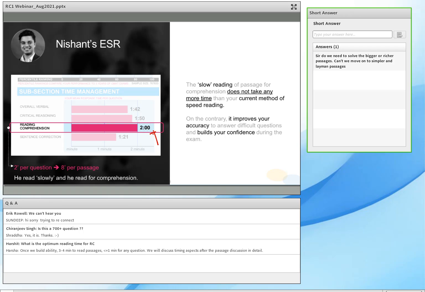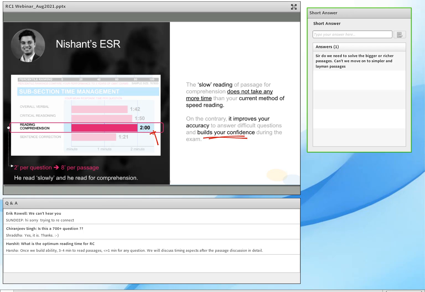So what does he say? The slow reading of passage does not take any more time than your current method if you're skimming, skipping, whatever it is. And here's the additional booster shot. It builds your confidence. I'm sure all of us, while we are taking tests, once we made a guess for a question, that lingers in your mind that, hey, I'm not sure I got the correct answer there. And that starts eroding your confidence. I'm sure a lot of you have felt that.